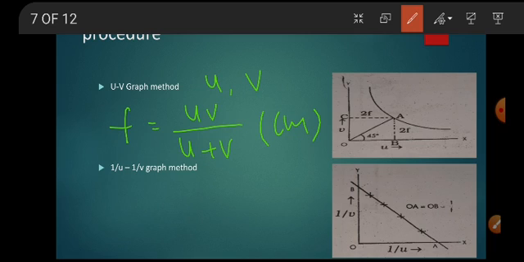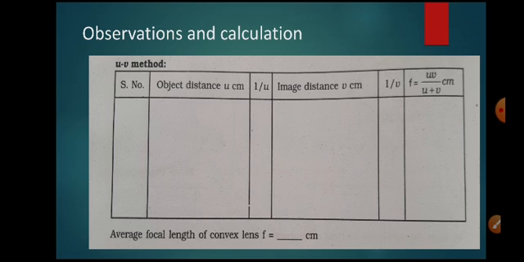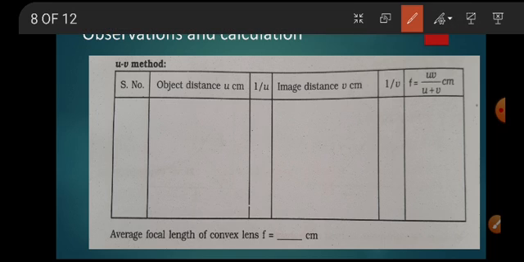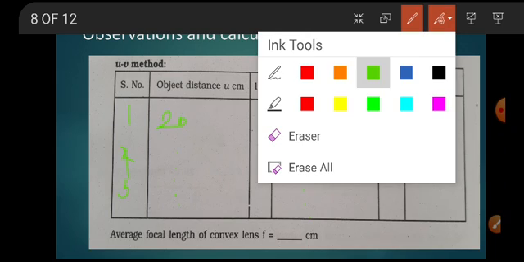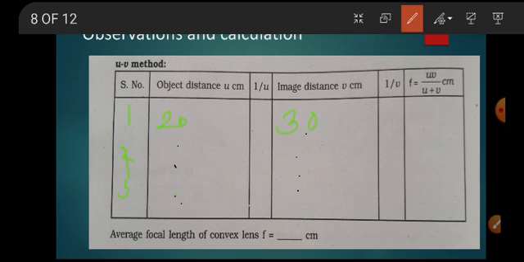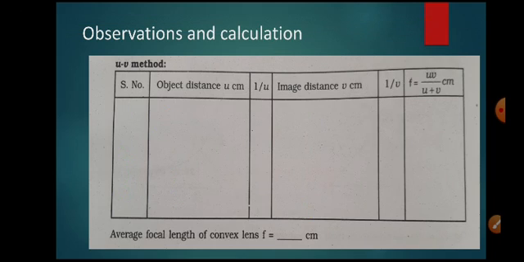These values should be recorded and tabulated. Here these are the observations. For example, the first time u is 20 centimeters, then v will be for example 30 centimeters. So you have to make note of these readings many times, like 20, 30, 24, 36. You have to take the readings by increasing the u value.